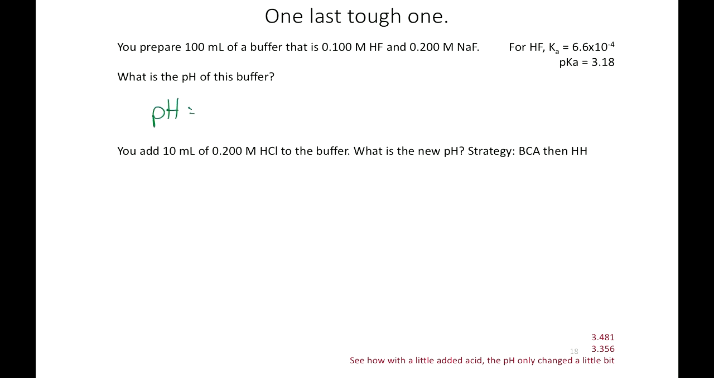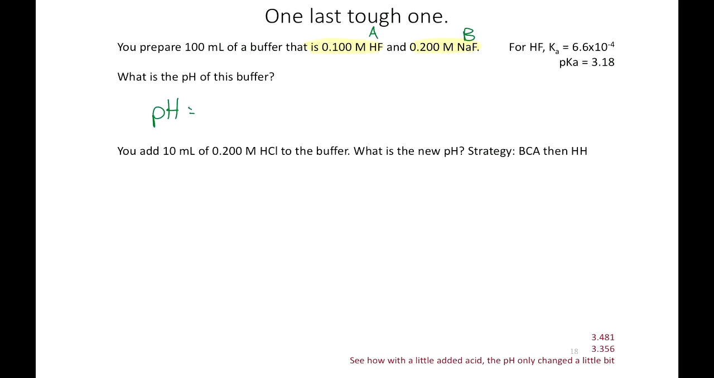Let's look and see what's in this buffer. We have HF and we have NaF. Can I put those numbers straight into the Henderson-Hasselbalch equation? We have HF, that is the conjugate acid. Is NaF its conjugate base? Yes, it is. So we can just put these numbers straight into the Henderson-Hasselbalch equation because it's HF and NaF. In the previous ones, we couldn't do that because one of the things was a strong acid or strong base. So we can put these numbers straight into this equation.